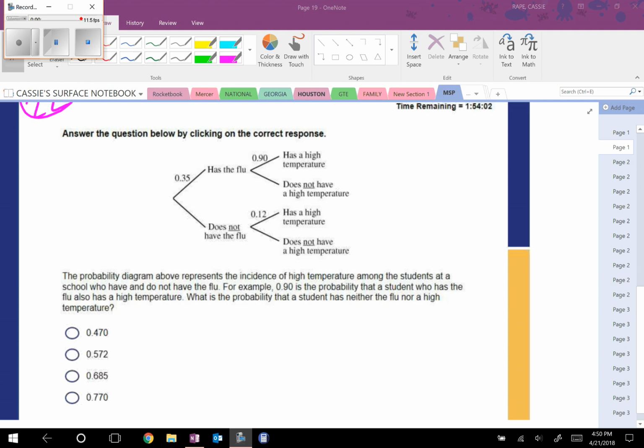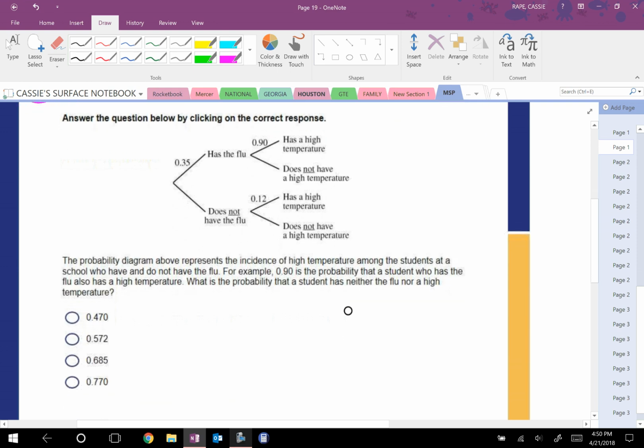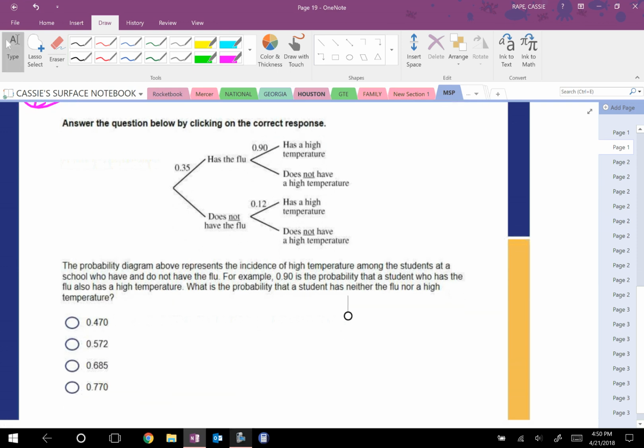Okay, this is the GACE test, practice test 023, and we're looking at question number 22. It's asking you to answer the question by clicking the correct response. Here, this is a probability diagram, and this happens to be binary, meaning that either people have the flu or they don't. There's no in between, okay?